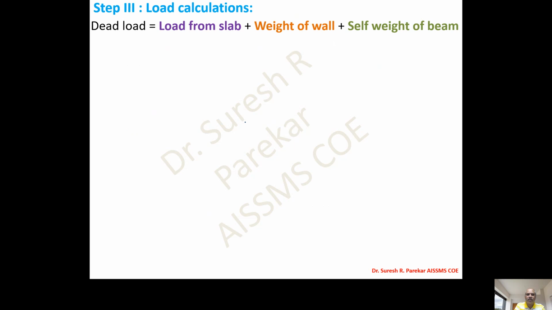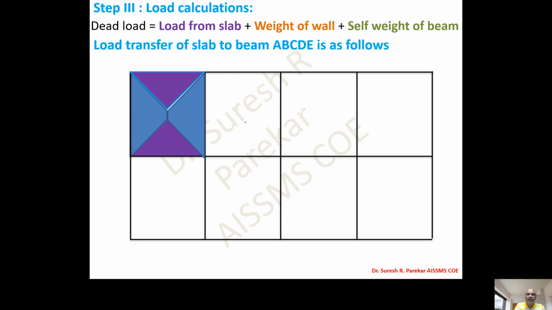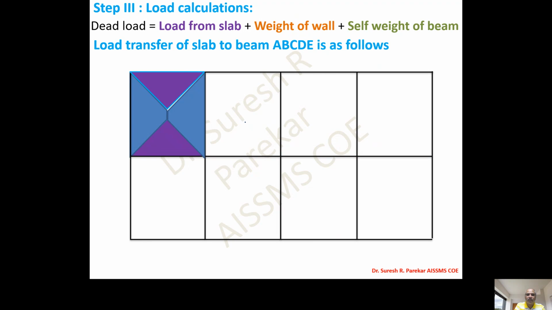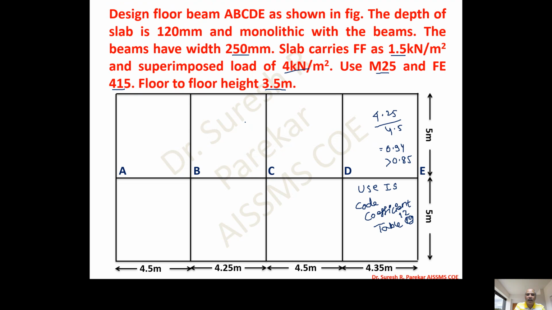Load calculations we have same: dead load from slab, weight of wall, self weight of beam. Now load transfer of slab to beam ABCD is as follows. So we have this trapezoidal, we have to convert to triangle. Same for all. We have triangular load on this because we have all these as two-way slabs, and we have triangle on this side because if you see this plan, we have this as 5 meters and we have this as 5 meters. So both we have 5 meter.